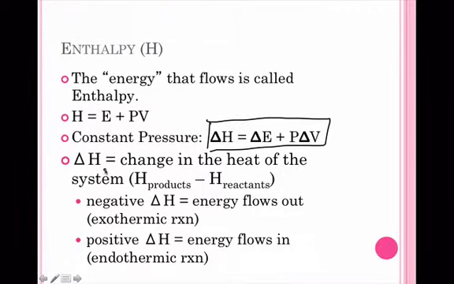The change in enthalpy, or the change in heat of the system, is the products minus the reactants. Just like if we were doing the change in volume, it would be products minus reactants: final volume minus initial volume. And then if your enthalpy is negative, it means that energy is flowing out. It's an exothermic reaction. If you end up with a delta H that is positive, then you have energy that's flowing in.